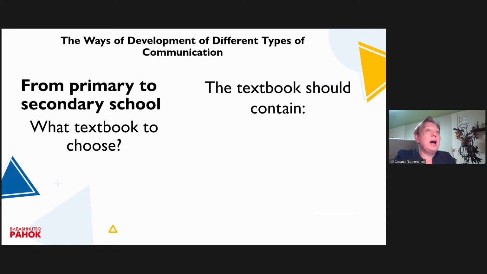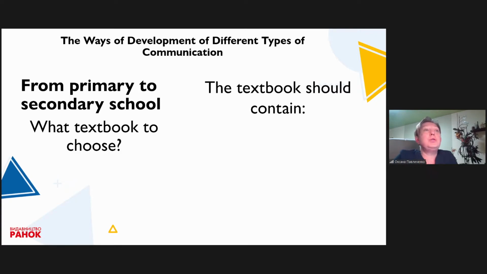Okay, and when we teach our pupils in primary school, we choose some textbooks, but it's always a problem when our pupils go to secondary school because we have got a problem what textbook to choose. There are a lot of different types of textbooks and they are really very different, and it is good to find a perfect book for our pupils.